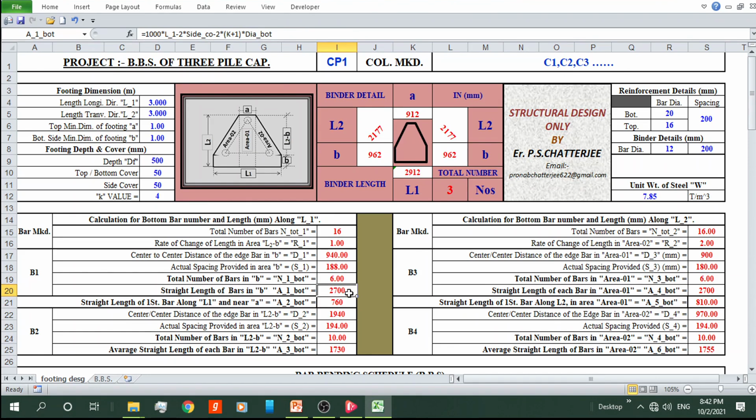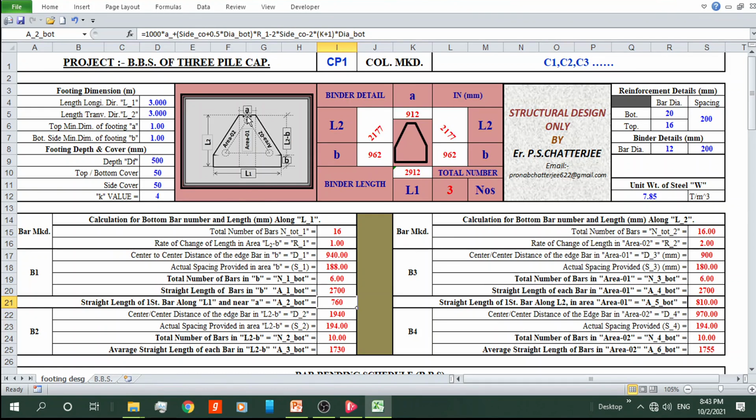Straight length of the bar L1 is 1000 into L1 into 2 side cover minus 2 into K plus 1 into dia of bottom bar. This is the straight length of the bar along L1.